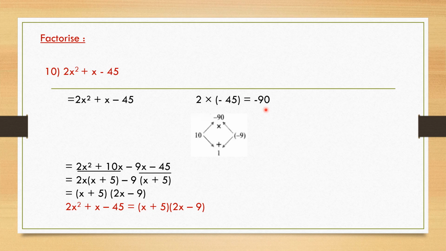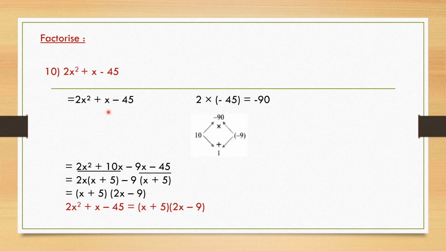Now minus 90 you have to split into two such numbers, that after multiplying you should get minus 90, and after adding you should get the middle term. The middle term here is 1. So if you take 10 and minus 9, 10 multiplied by minus 9 will be minus 90, and 10 plus of minus 9 will be 10 minus 9, that is 1, and 1 is the middle term.